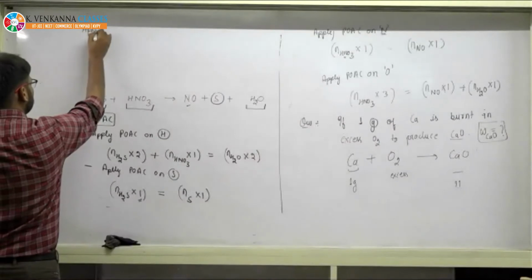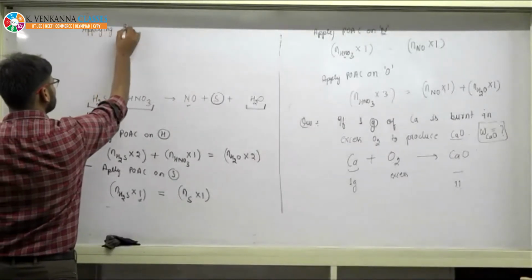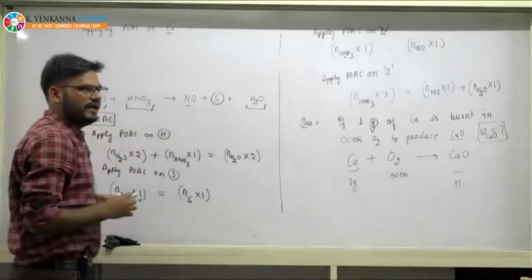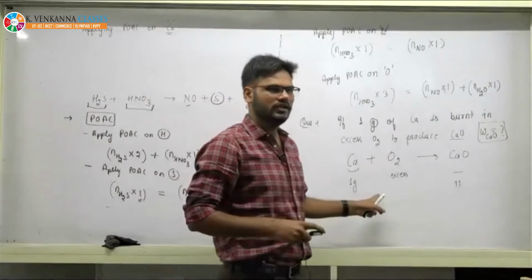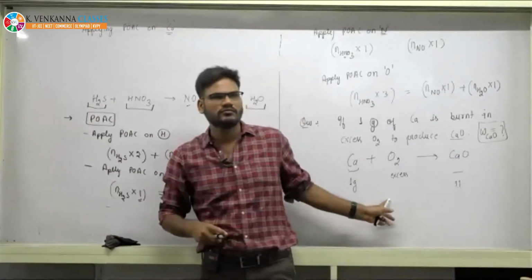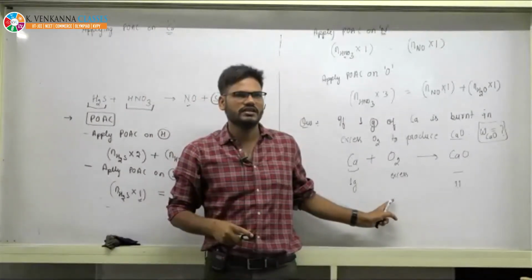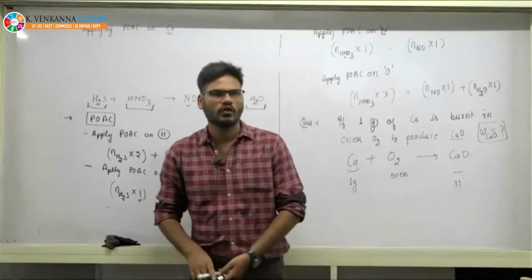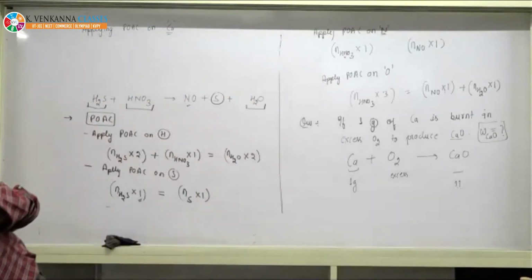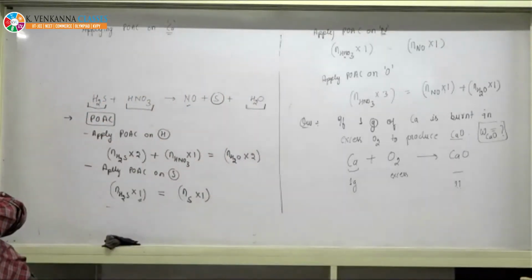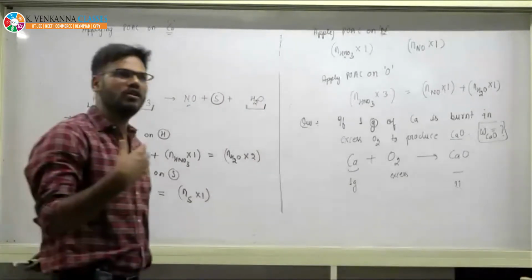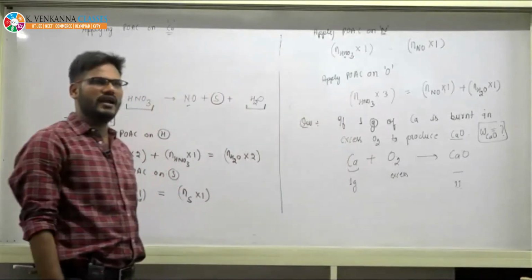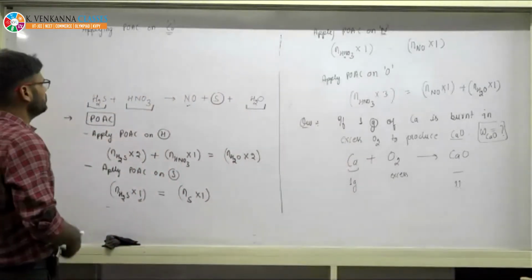Applying POAC on calcium atoms. Can we apply POAC on oxygen in this problem? No, we cannot apply, because information about oxygen is not given. They are just saying that all the calcium atoms are converted. So you can conserve only the calcium atom. We have no information about oxygen atoms.